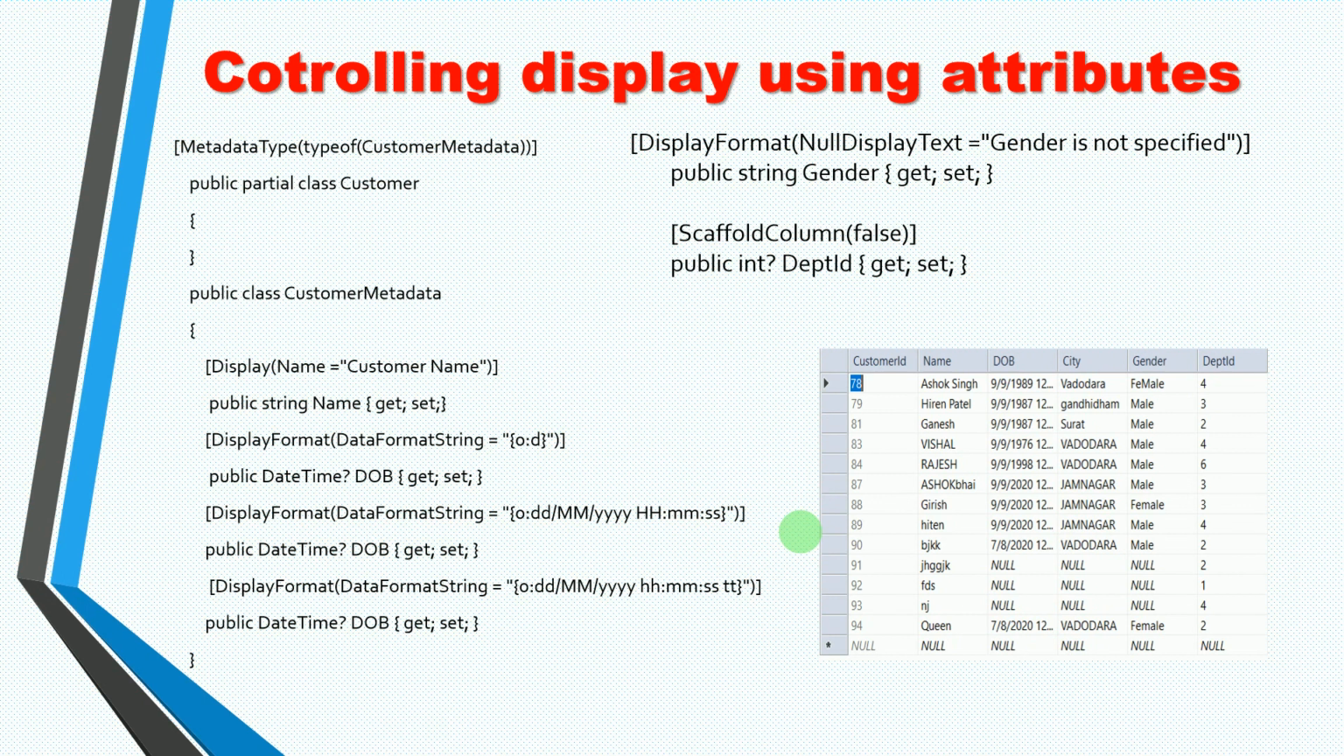Before we flip to Visual Studio, here is my customer table, and for that customer table I will use these attributes using a class. I will create one class and one entity data model, and inside that class I will pass the display name attribute, display format attribute and data format string attributes. Okay, so let's flip to Visual Studio.